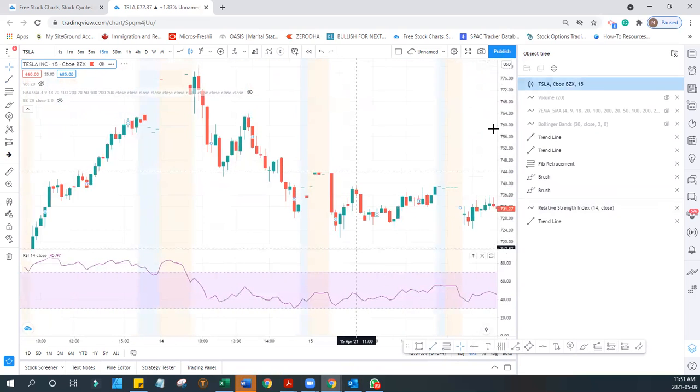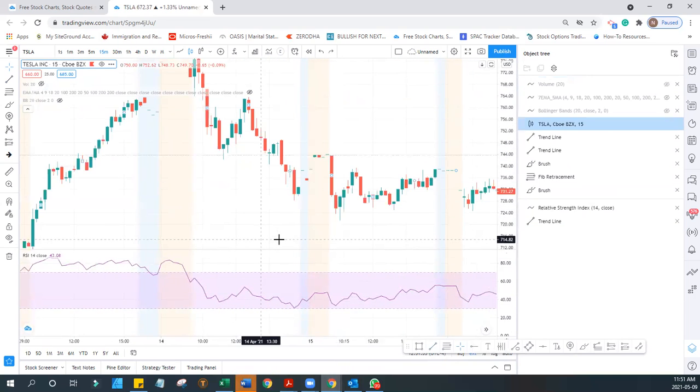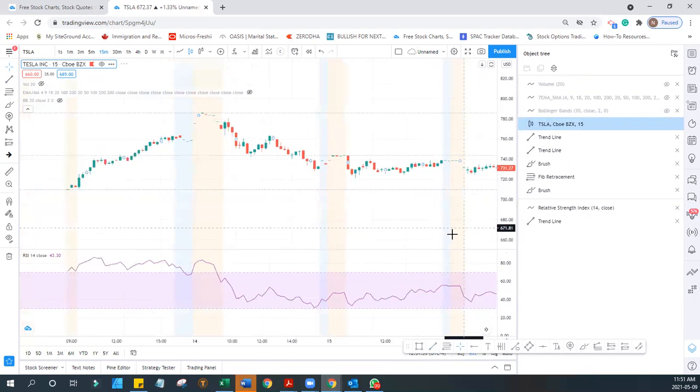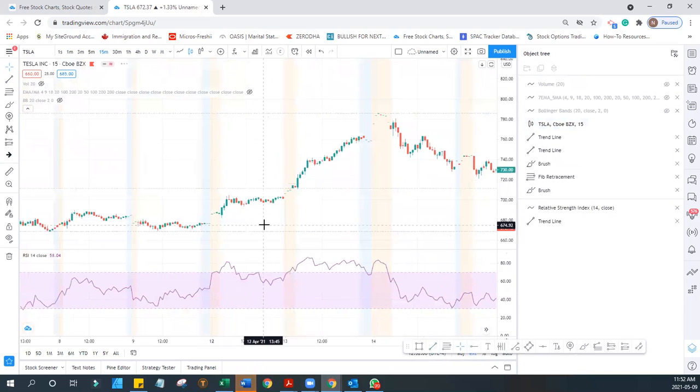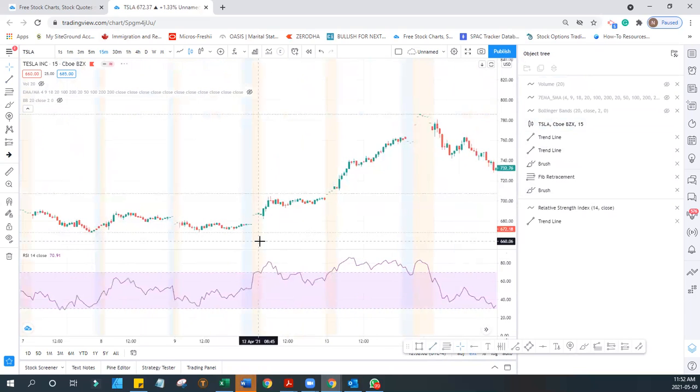Bullish divergence is stronger than bearish divergence, just to give you an idea. Okay, so let's move on to the Fibonacci, because that's also important.